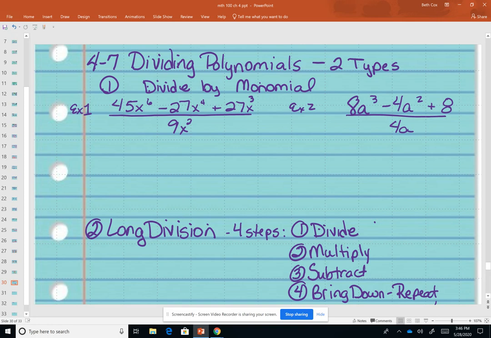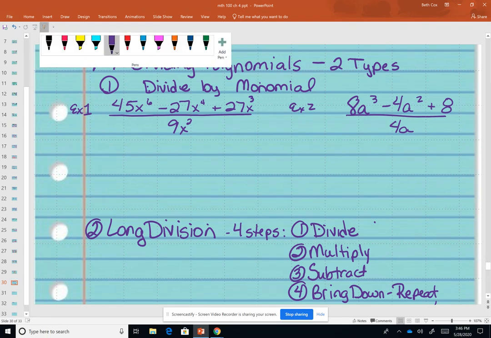All right, let's do the dividing monomials. Now, let's refer back to our exponent rules. And remember, when we divide, we subtract the exponents. Okay, we divide the big numbers, subtract the exponents.